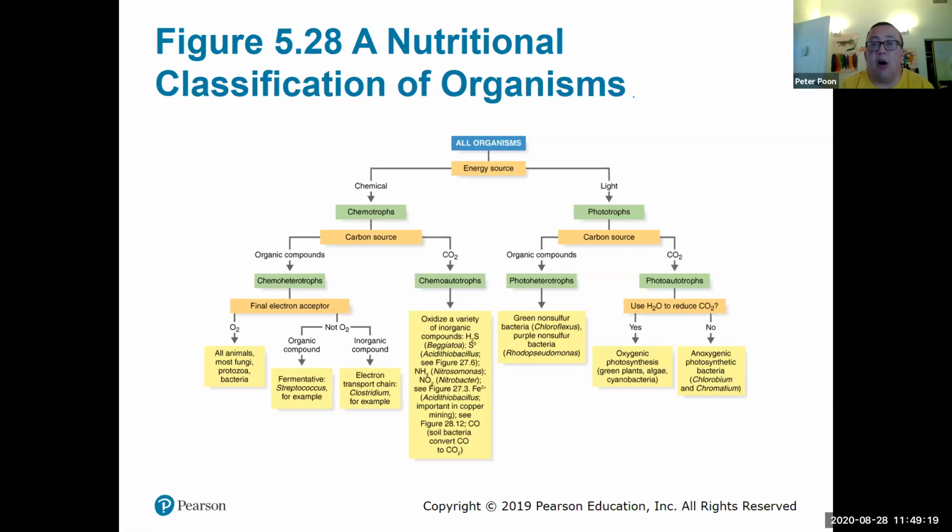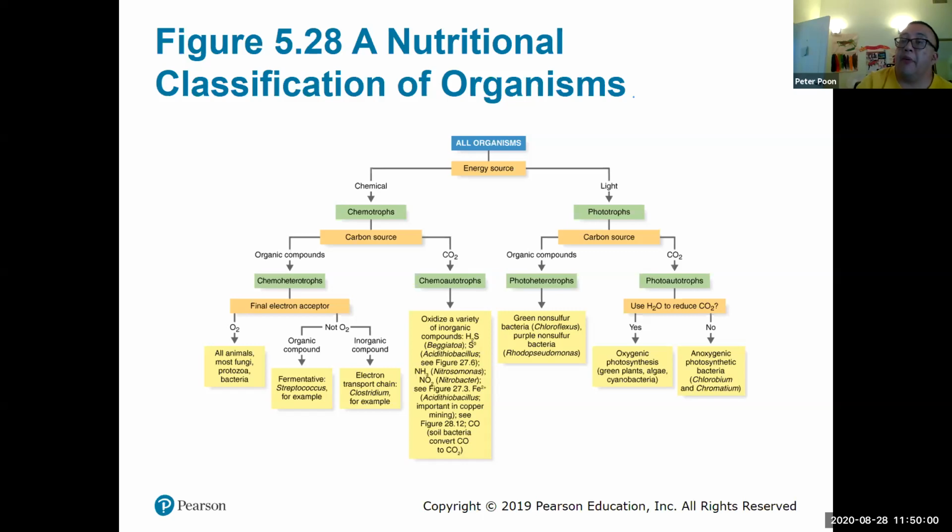So I need two things. I need energy and I need material. If I want to build something, I need the energy to build it and I need the material to build it with. So I need the energy source. The energy source can either come from chemicals or from light. If it comes from chemicals, we're chemotrophs. If it comes from light, phototroph.